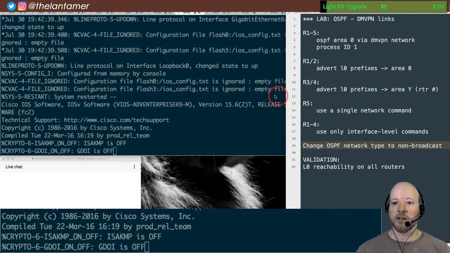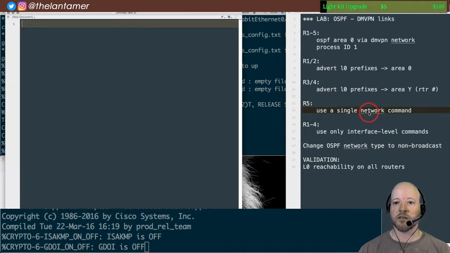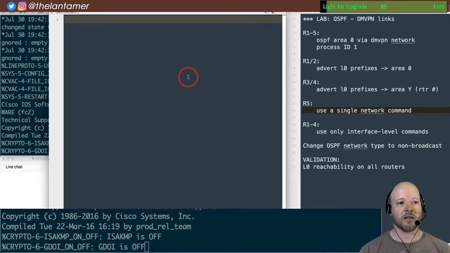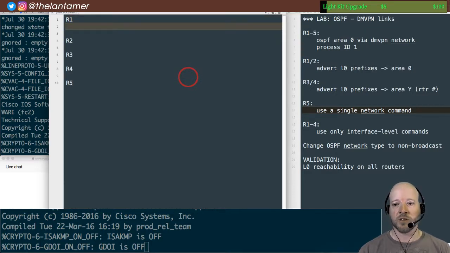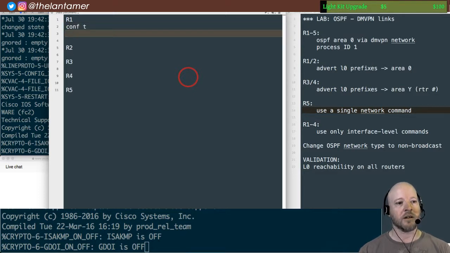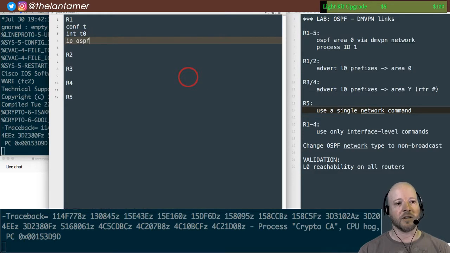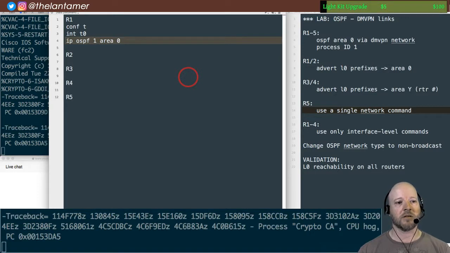All right. Well, let's go ahead and get our configuration tool out here. We're just going to use Notepad for now. And we're going to say router 1, router 2, router 3, router 4, router 5. All right. So routers 1 through 4 use interface level commands only. So these are going to be interface tunnel 0. And we're going to say IP OSPF 1 area 0, right, on all these.